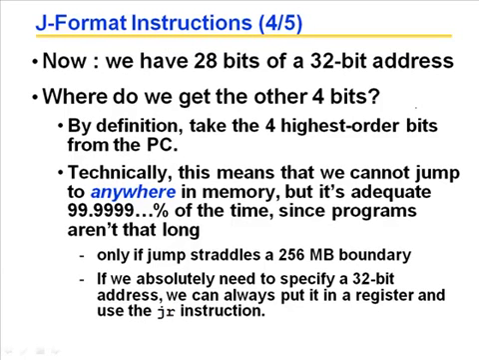99.999% of the time this is correct. This means that we can't jump to anywhere in memory, but it will work for most cases. The limitation is if you straddle a 256 megabyte boundary, which, if you're writing assembly code, would take you forever to write anything that made any sense. And if we absolutely need to specify a 32-bit address, we can always put it in a register and use the jump register instruction, which we'll see later on.